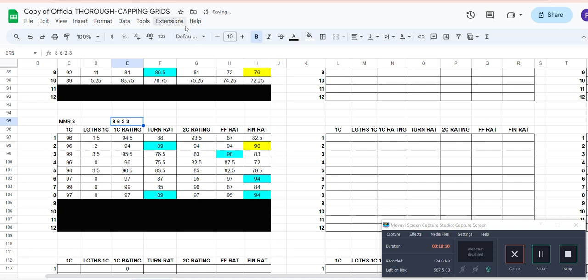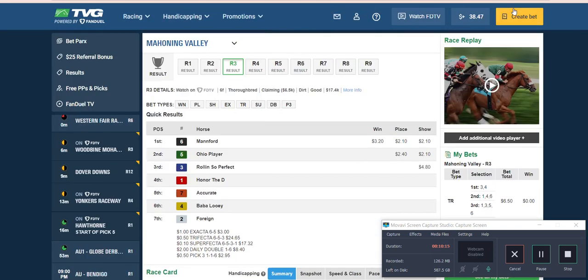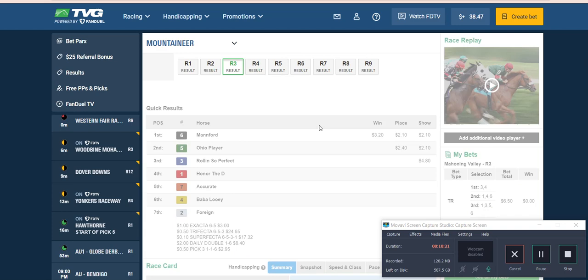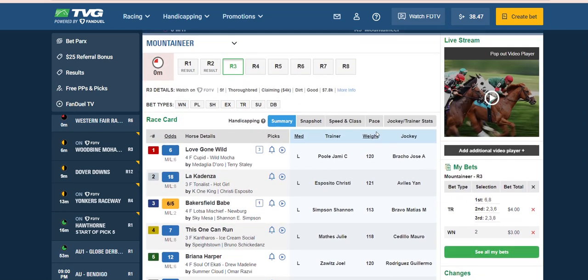And we'll see what happens here. Let's see who's favored in this race. Oh, I'm on the wrong race here. Mountaineer. Let me get this off the screen.